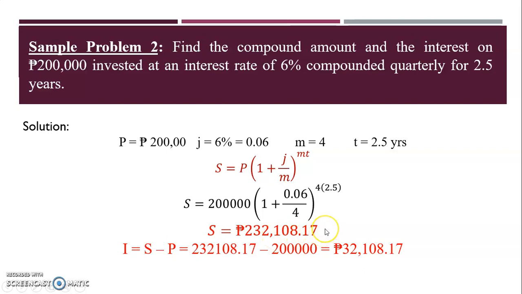Yan yung compound amount. Meaning yun yung kinita ng pera at the end of 2.5 years. So, magkano ang interest? So, subtract mo yung 232,108.17 doon sa original, doon sa principal, 200,000. So, thus, the interest is 32,108 pesos and 17 centavos.